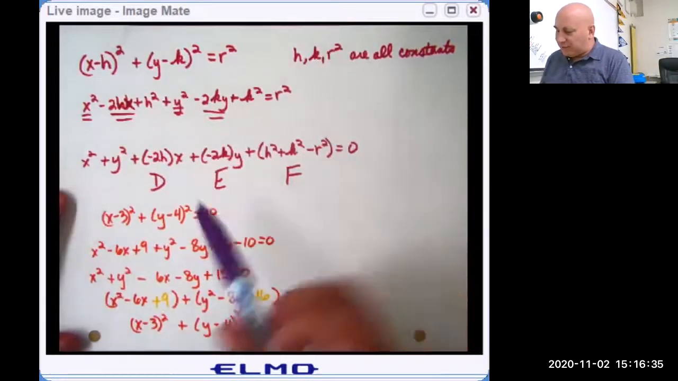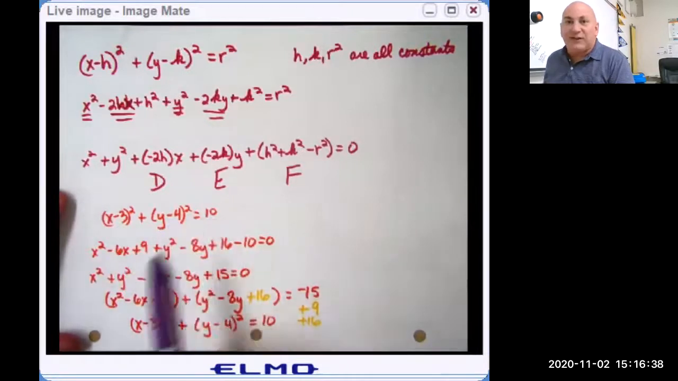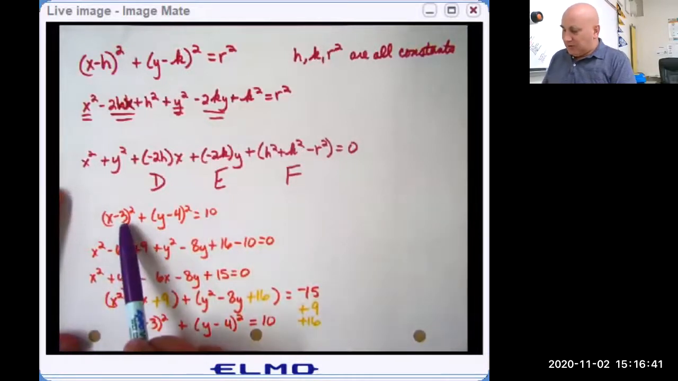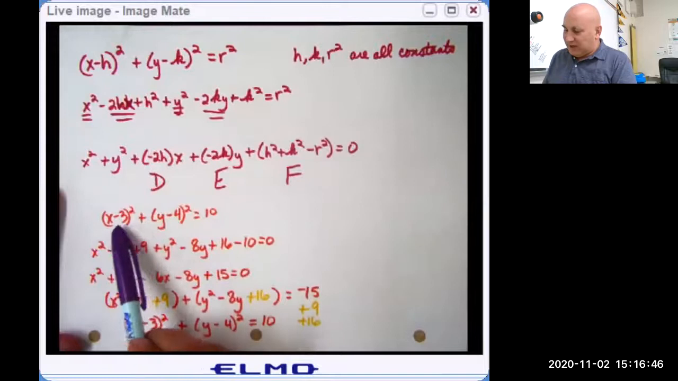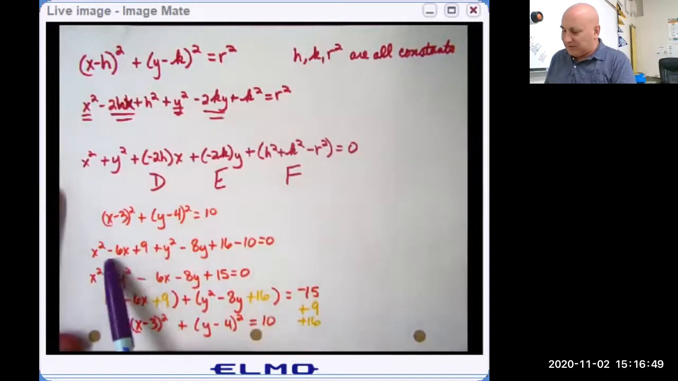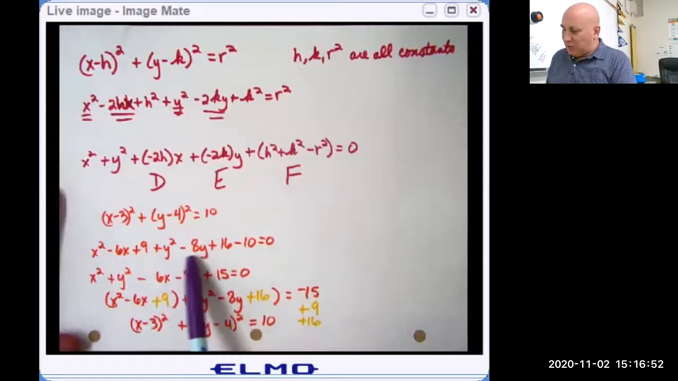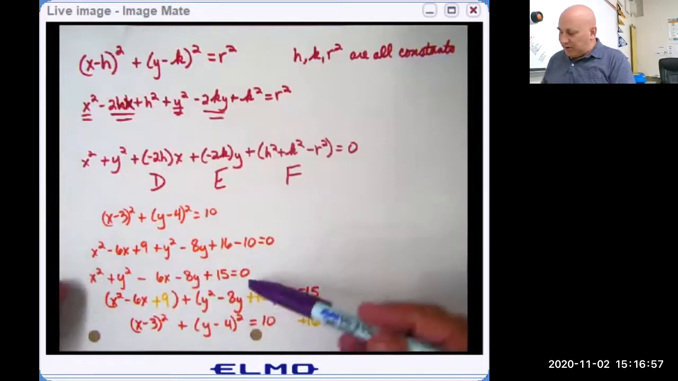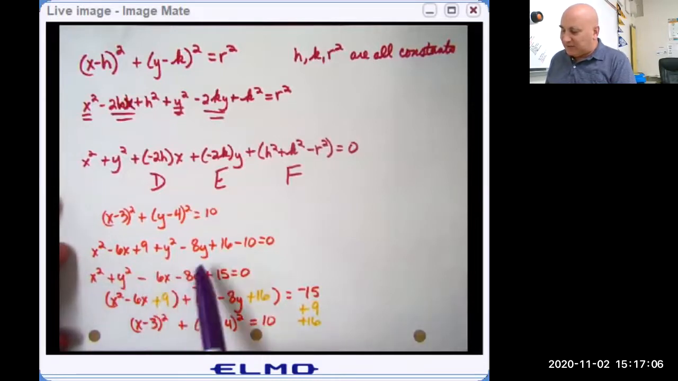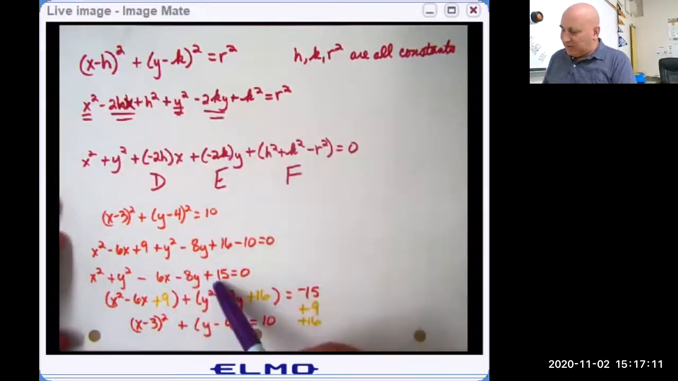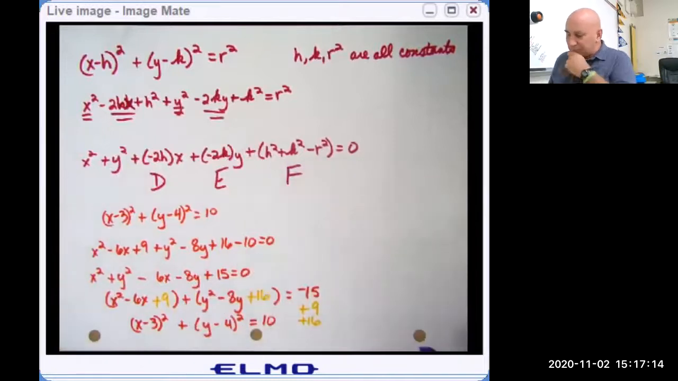So let's just start with a circle centered at the point 3, 4 with a radius of root 10. If I FOIL this out, I get this. Don't forget that negative 2hx, negative 2 times 3 times x. Don't forget your negative 4y, or your negative 2 times 4 times y here. And then when we group it all together, we get this equation. So this is my x squared plus y squared plus dx, where d is -6, plus ey, where e is now -8, and then plus 15, that's f, equals 0.